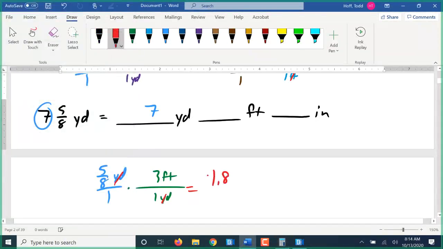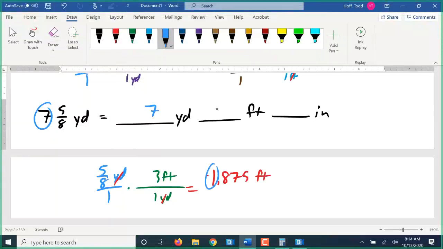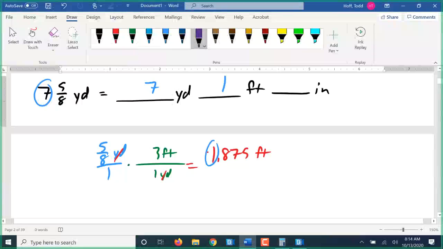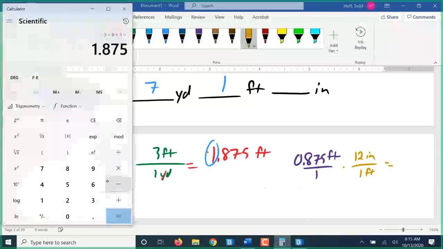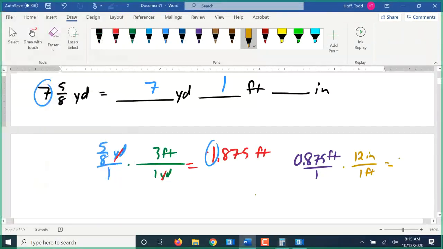1.875. Very good. Feet. Well, I'll take the 1 off of that. That's 1 whole foot. And I'm going to do my 0.875 feet into inches. 1 foot is 12 inches. 0.875 times 12 is 10.5 inches. So we've got the 10 whole inches there.